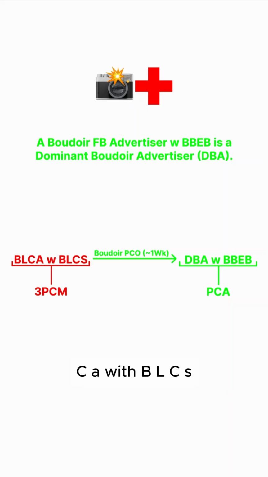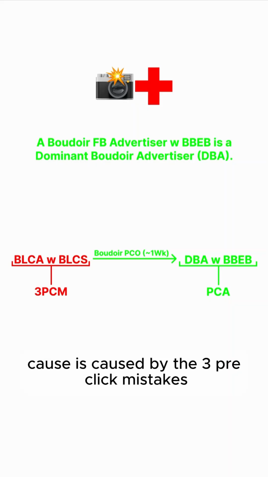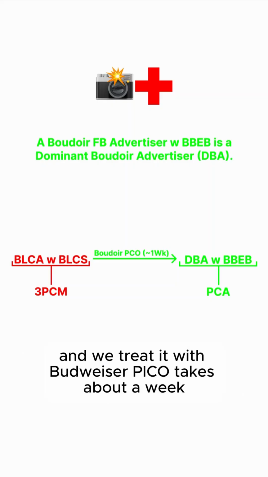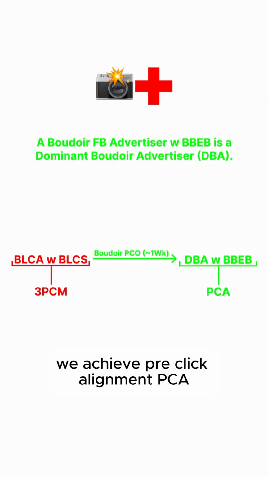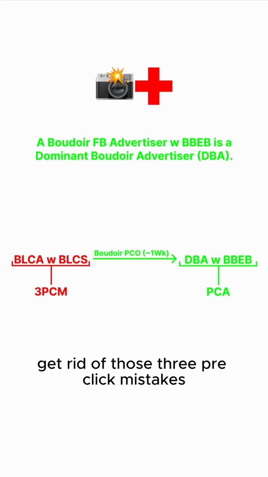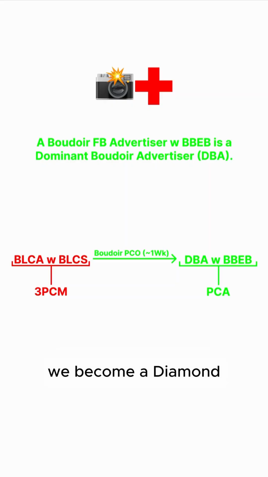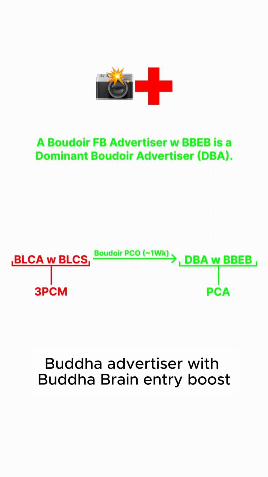So this is our full universe here. We got a BLCA with BLCS. It's caused by the 3 pre-click mistakes. And we treat it with Boudoir Pico. Takes about a week. We achieve pre-click alignment, PCA, get rid of those 3 pre-click mistakes. We become a dominant Boudoir advertiser with Boudoir brain entry boost.